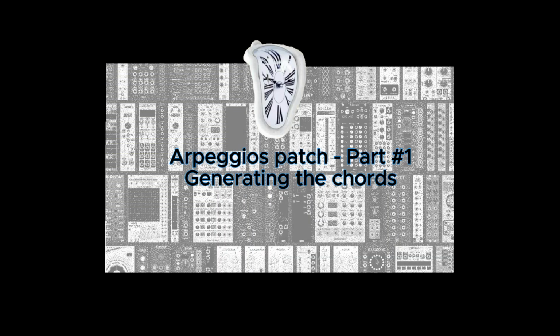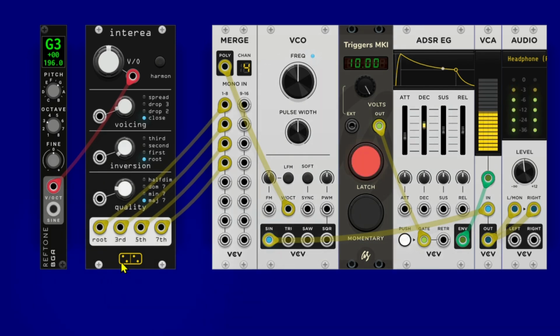Now let's see a patch using our clock and its dividers. The chords of our series are generated by the interior module. The voltage corresponding to the root note of the chord to be created is patched to the volt octave input of interior. In our example, it is a G in the third octave. We then choose the type of chord, which can be major, minor, dominant seventh, or diminished seventh. We also choose the inversion that interests us: fundamental state, first, second, or third inversion.